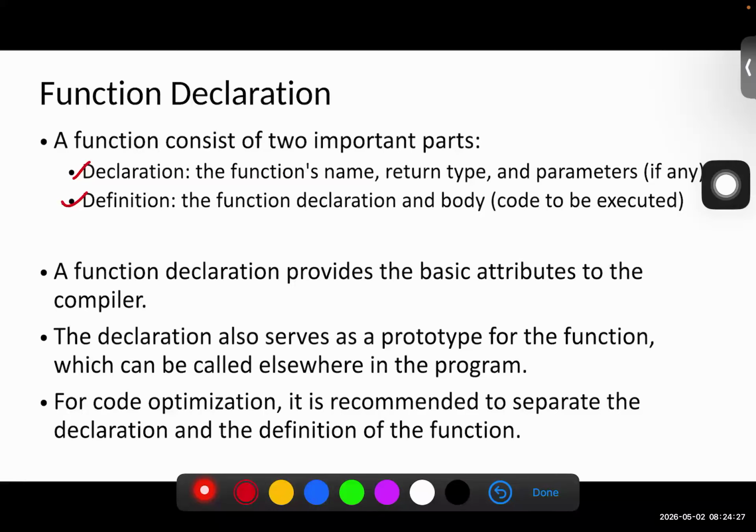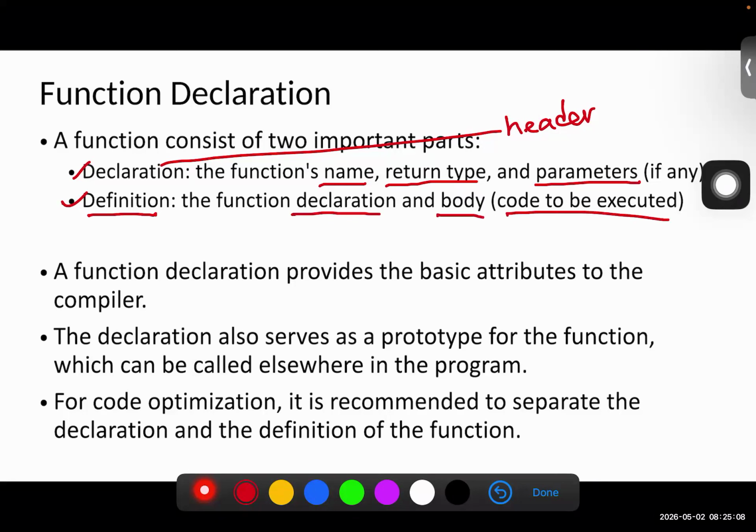Okay, now the declaration part of the function is the part of the function which contains the name of the function, something called the return type of the function, and the parameters of the function. Usually, we call this declaration part the header. Okay, the header is just a name we give to it. The header of the function or the function header. The header contains the name, the return type, and the parameters, if there are any parameters to add. Okay, then the function definition is the declaration plus the body of the function. The body contains the code which you want to run.